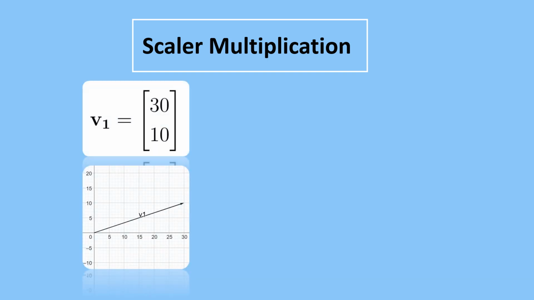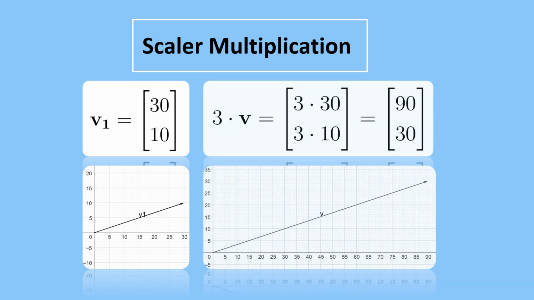Now, let's move to scalar multiplication. Imagine Amy has a consistent workout schedule for 30 minutes of running and 10 minutes of cycling on Monday, Wednesday, and Friday. The effort for a single day is represented as the vector v with entries 30 and 10. Since she works out 3 times a week, we scale the vector by a factor of 3 to calculate her total weekly effort. For running, we multiply the running duration by 3, which is 30 times 3 equals 90. For cycling, we multiply the cycling duration by 3, which is 10 times 3 equals 30. Now, her weekly effort can be represented as vector v with entries 90 and 30.